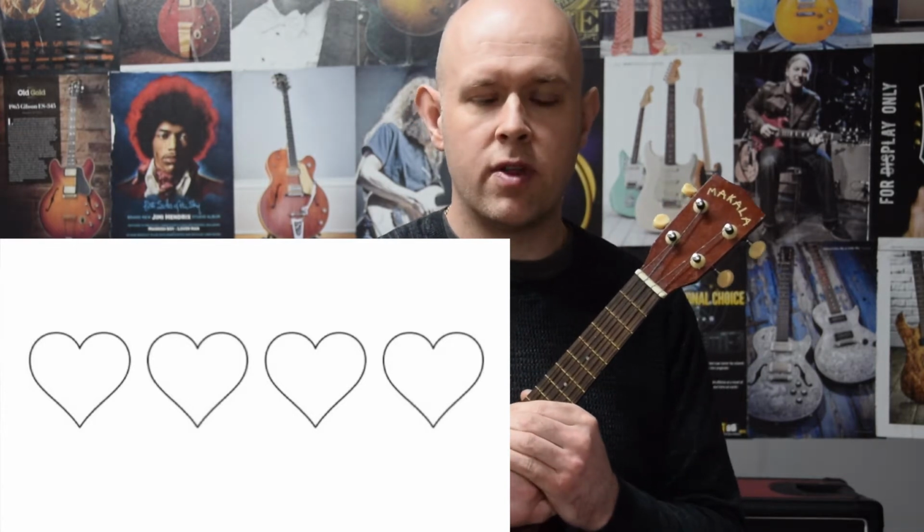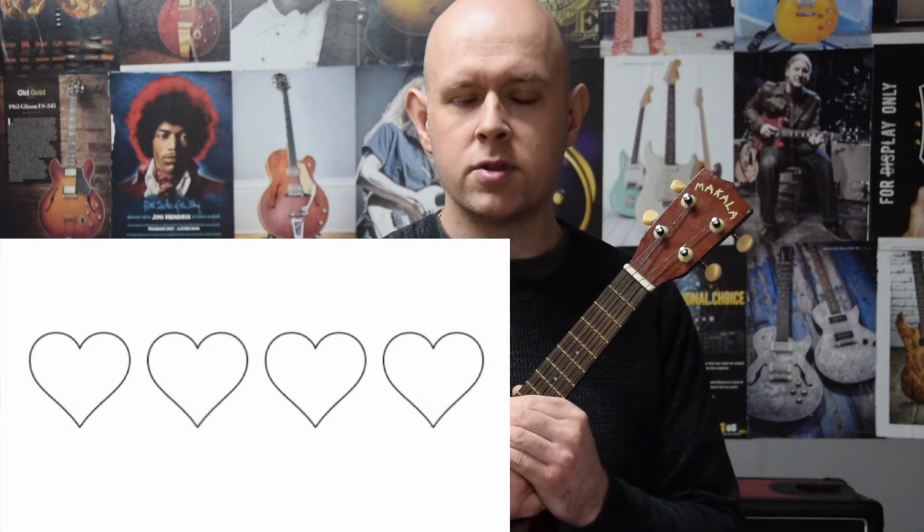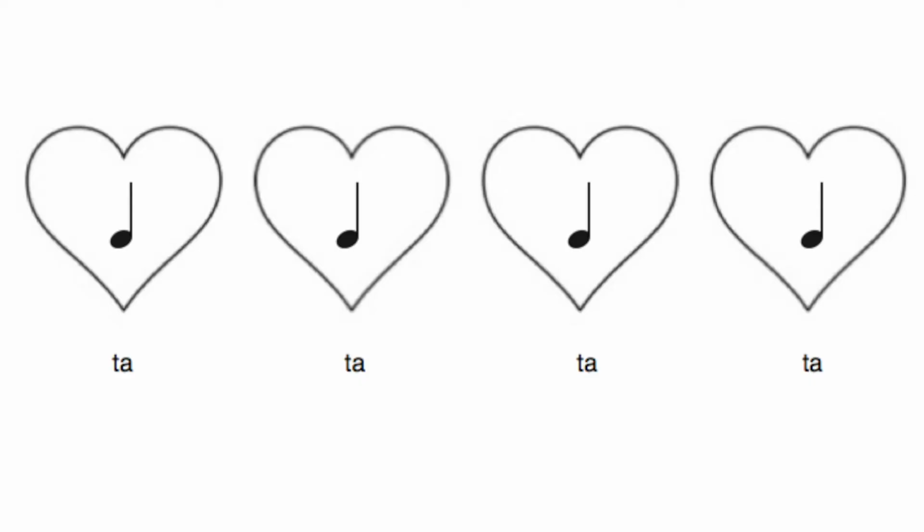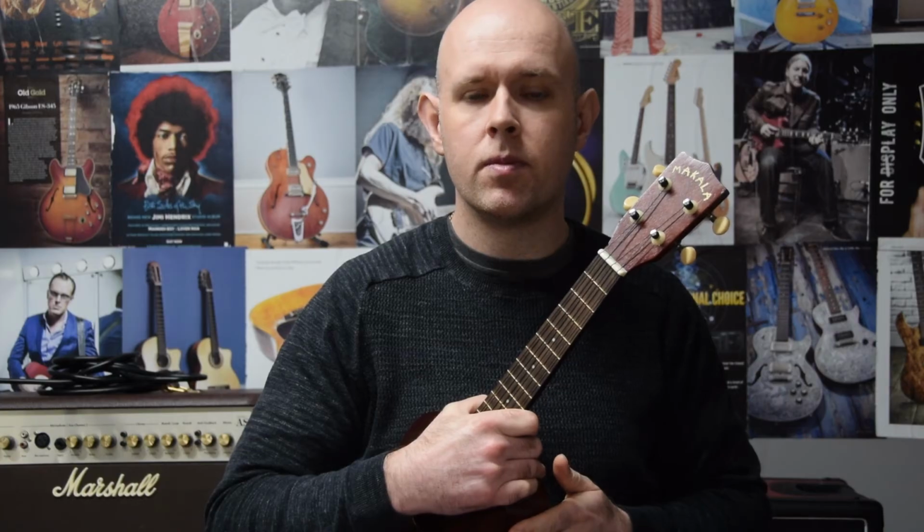So if we think of the 4 heartbeats as a pulse, and if we wanted to write a rhythm that was relatively simple, just playing on the pulse, then we would use beats that look like this. And these are called ta beats. So this 4-beat rhythm would just go ta, ta, ta, ta.